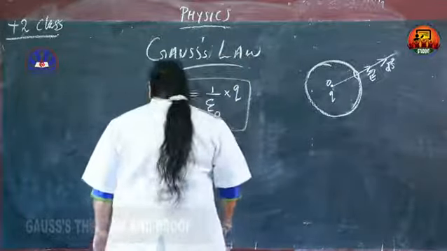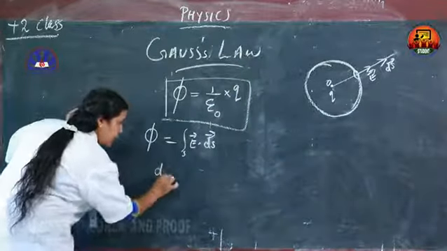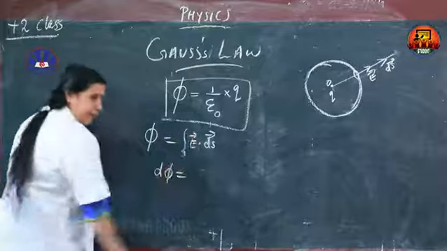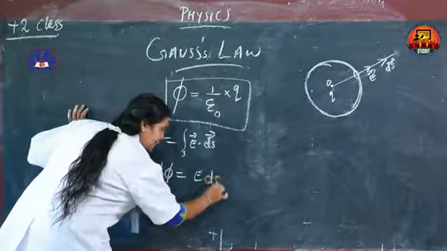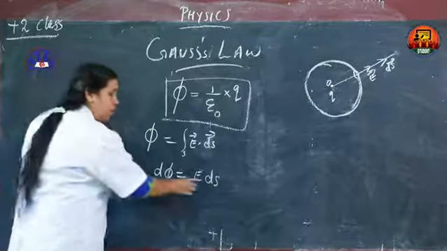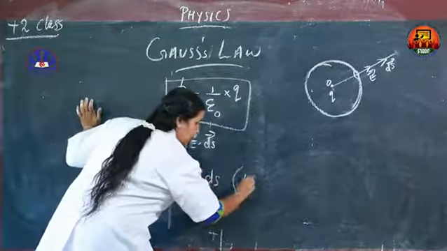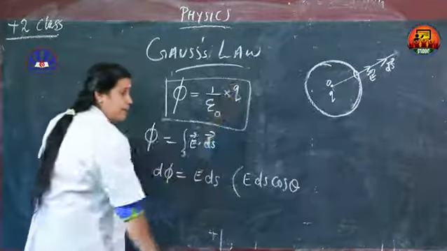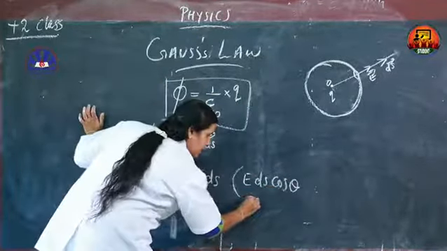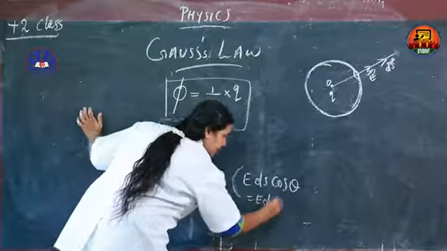That small flux d phi I can write as E ds. Is it right? How does this dot product become that? Because actually it is E ds cos theta. Now here the angle is 0, so cos 0 becomes 1. So it becomes E ds.